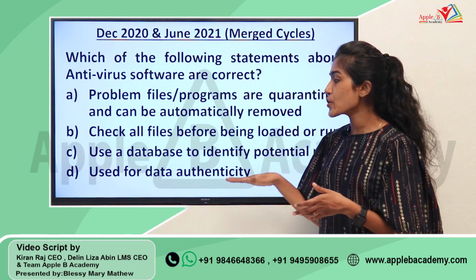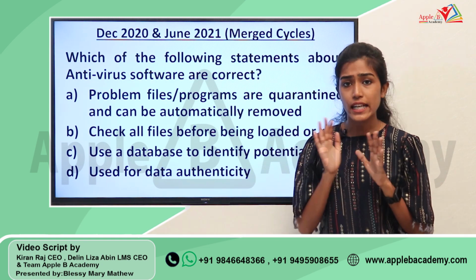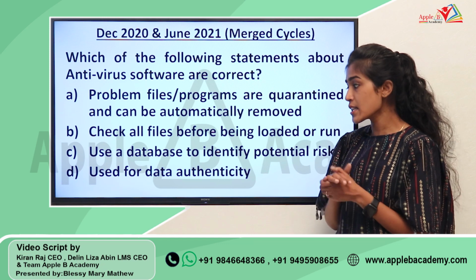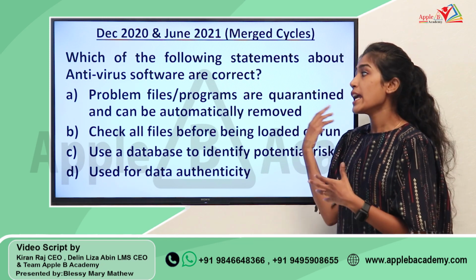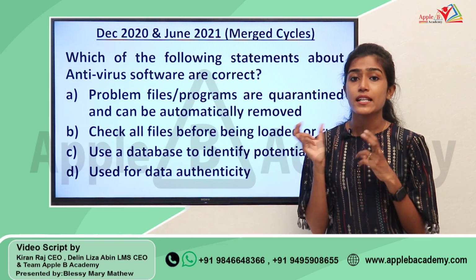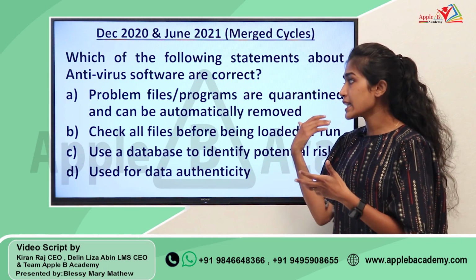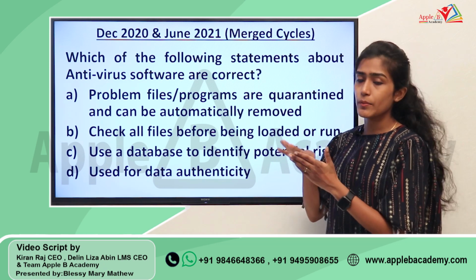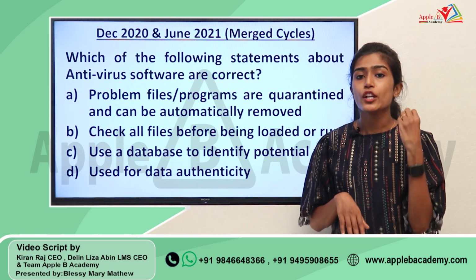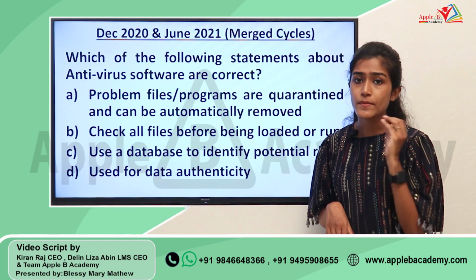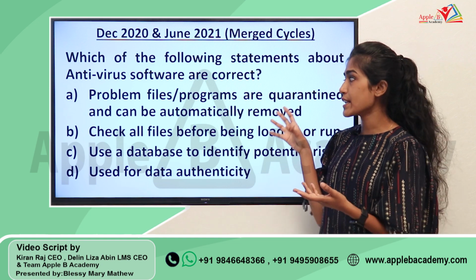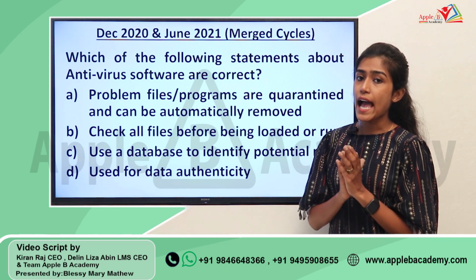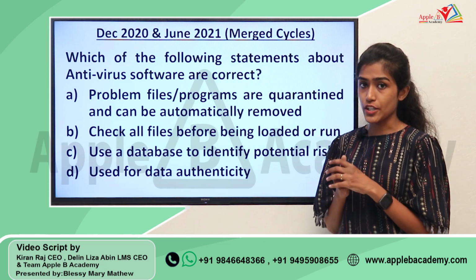And coming to option D, used for data authenticity. It is not used for data authenticity. Antivirus software is nowhere related to data authenticity in that sense. It is used to detect whether your system is infected by a virus, and it will quarantine these problem files, and they will also be automatically removed. And also if you are loading or running any kind of programs in your system, all these files will be checked by antivirus software in order to make your system secure, and it will also have a database in order to identify the potential risks as well.